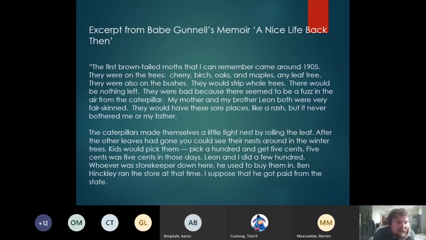Okay, so this is an excerpt from Babe Gunnell's memoir. Babe Gunnell was a woman who grew up in coastal Maine, in Georgetown, Maine. At the turn of the century, she was a little girl, and she wrote about browntail moth in her memoir. I'll give you a couple of minutes to read this, but she talks about the bounty in that second paragraph: pick 100 and get 5 cents. This was a big hit when I gave a presentation in Georgetown on the history of browntail moth in Maine and had one of their own writing about it in her memoir later in her life.